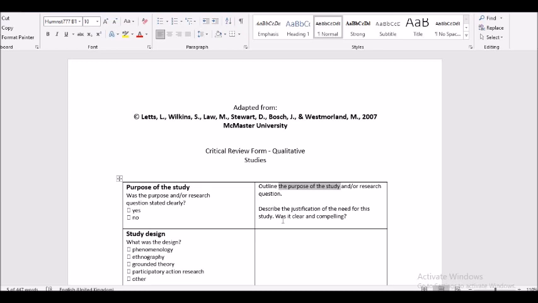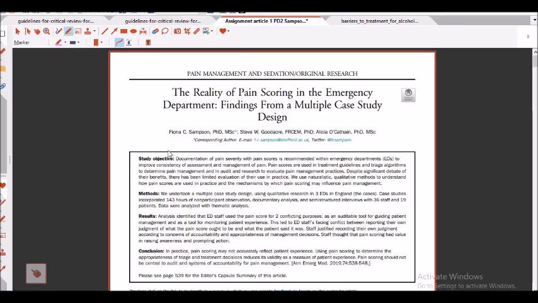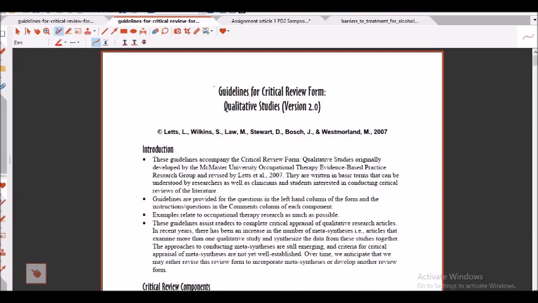Now I'm just going to take you through this particular form, and while we are doing the practical session, I'm going to keep the guidelines ready with me. For example, this is the guideline.